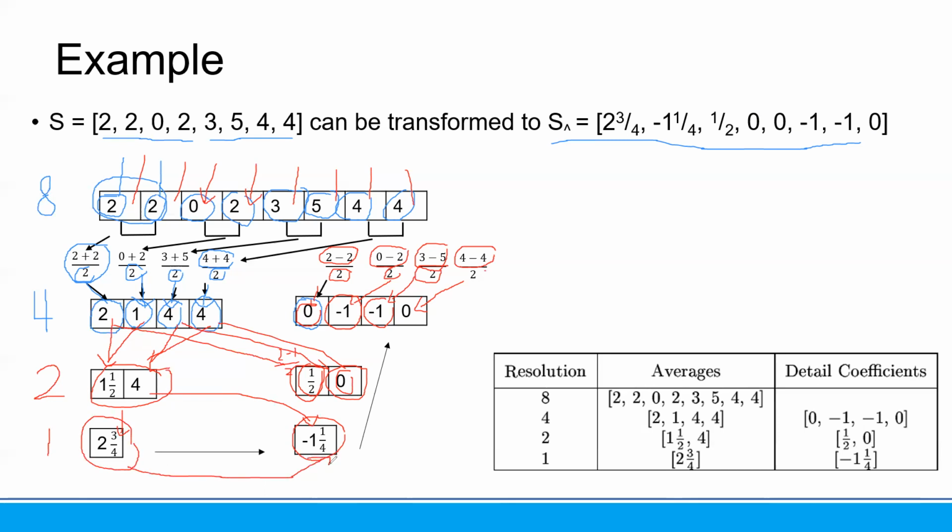So the detail coefficients go to -1 1/4, then 1/2, then 0, and then 0, -1, -1, and 0. You can see these numbers. That's the way the wavelet coefficients work for data reduction. In this case, we just get the coefficients, and if you want to get the reduction, this is the simple reduction technique.